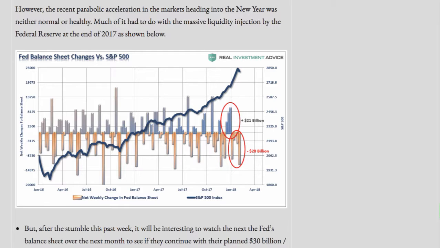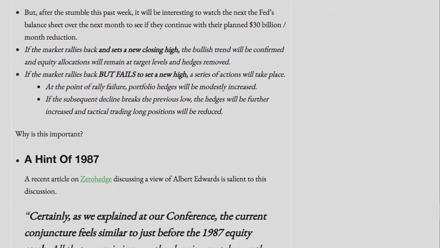Much of it had to do with the massive liquidity injection by the Federal Reserve at the end of 2017, as shown below. But after the stumble this past week, it will be interesting to watch the Fed's balance sheet over the next month to see if they continue with their planned $30 billion a month reduction. If the market rallies back and sets a new closing high, the bullish trend will be confirmed and equity allocations will remain at target levels and hedges removed.